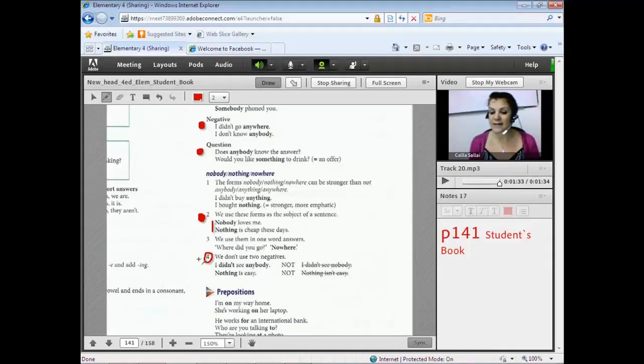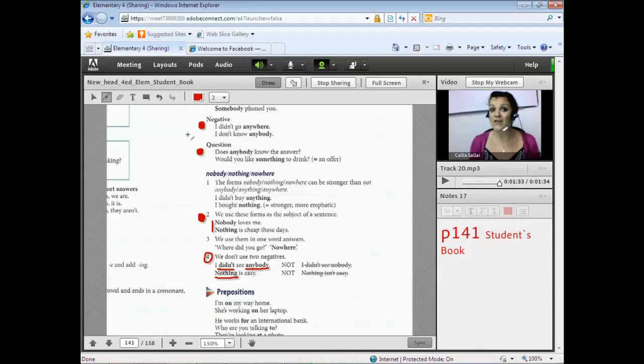We don't say nothing isn't easy, because nothing is the negative here, right? So that's why we need a positive verb. And in I didn't, we already have the negative helping verb here. I didn't see anybody. That's why we need the positive anybody, not nobody. Okay, so it's important to remember that in English we don't use two negatives. Right, I guess that's about the quick grammar reference.